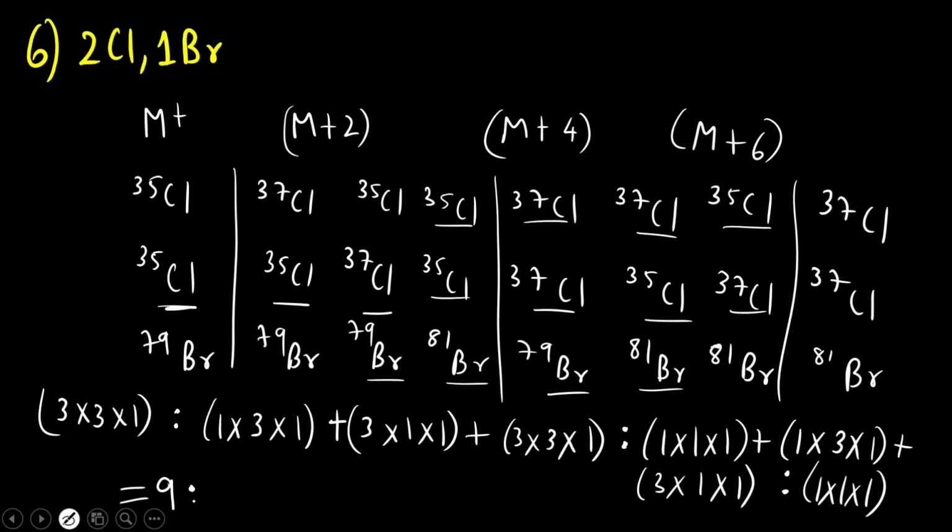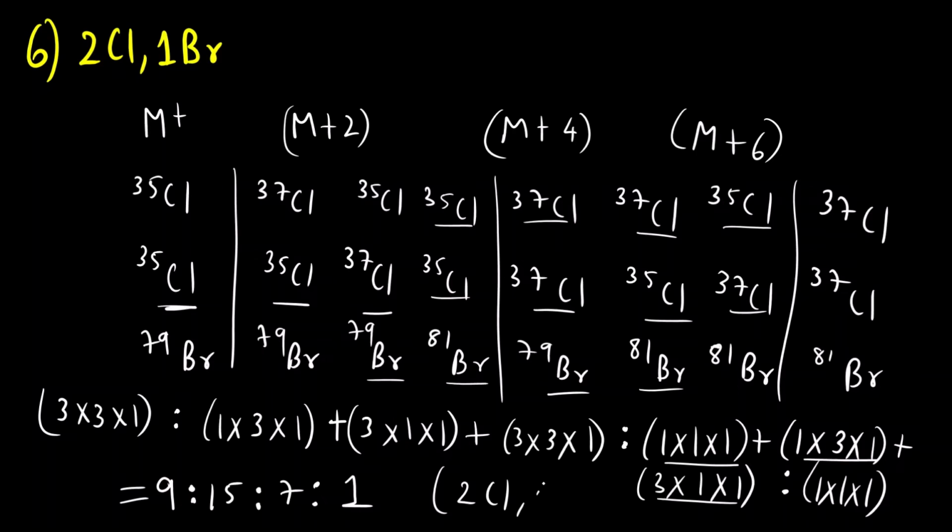So 9 is to 3 1s are 3, plus 3 into 3 is 9. So 9 plus 3, 12. 12 plus 3, 15. 9 is to 15 is to. Then third is 1 into 1 into 1, 1. 3 into 1, 3. 3 into 1, 3. 3 plus 3, 6. 6 plus 1, 7. And 1 into 1 into 1 is 1. So this is the ratio when there are 2 Cl, 2 chlorine atoms and 1 Br.